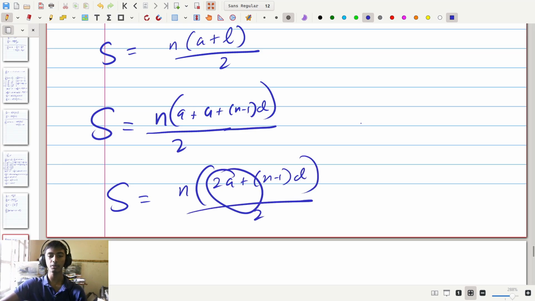We could even take this 2A divided by 2 and this n out and write that as a separate thing, as in n times A plus n times n minus 1 times D divided by 2 as well. But I think this is an alright format for our sum.